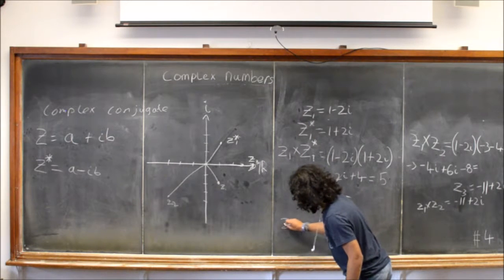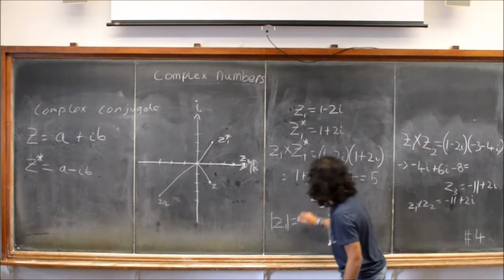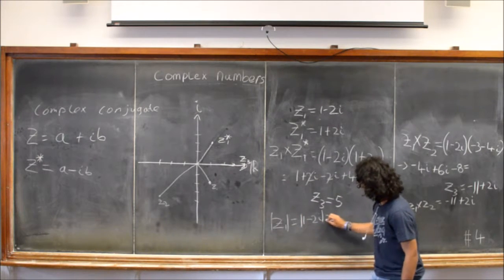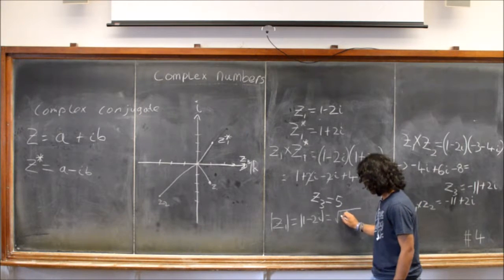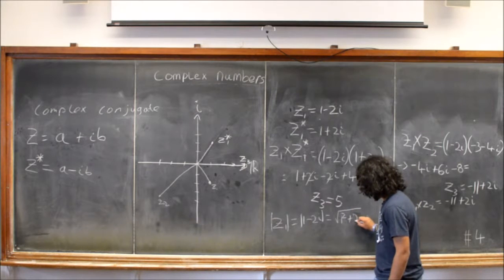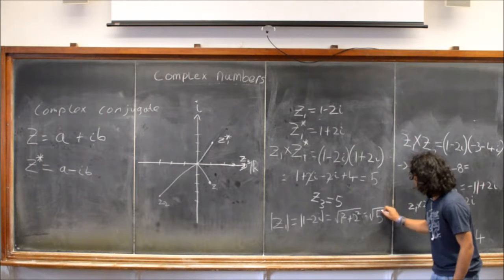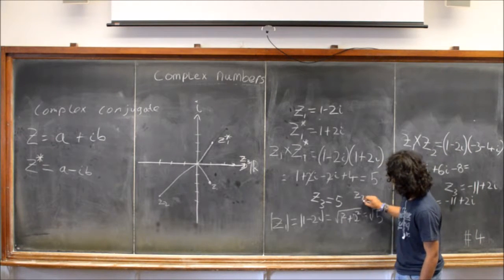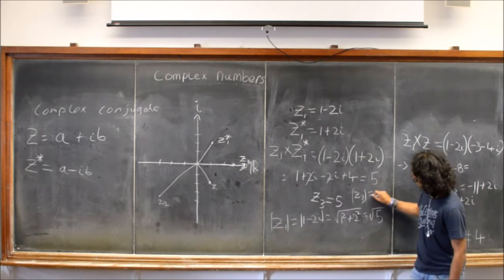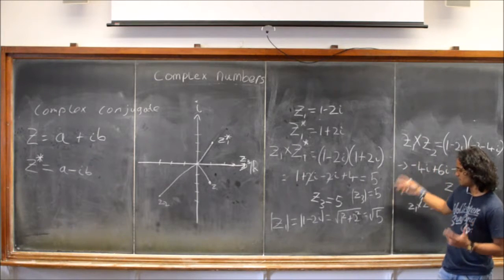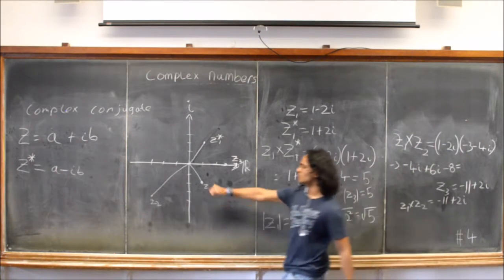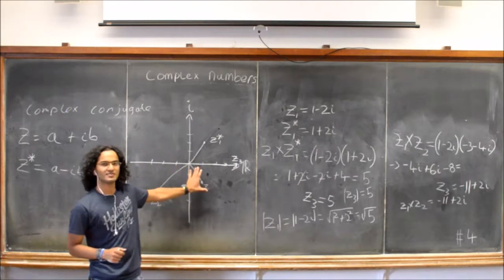We haven't done modulus yet, so by modulus, our original complex number will give you the square root of 1 squared plus 2 squared, which will equal the square root of 5. And we saw that the product of our normal complex number and our complex conjugate was equal to 5. So we see here that the product of the complex number and the complex conjugate is simply the square of the magnitude of our original one, i.e. if you multiply this magnitude by itself, you'll get this result.